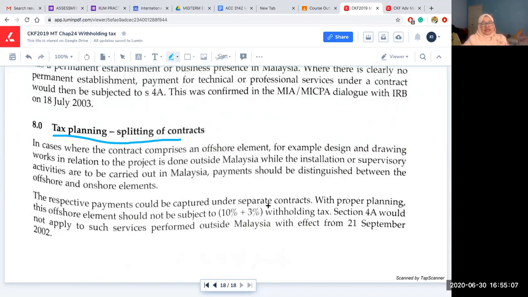While proper planning, offshore will be 10+3, and the onshore section 4A would not apply to such service performed outside Malaysia effective from 2003. So, maknanya you pay tax only on the onshore. So, if you have separate contract, then you can reduce your tax liability. But again, for you to advise on this, you must have enough experience, and you really have to understand the tax law.